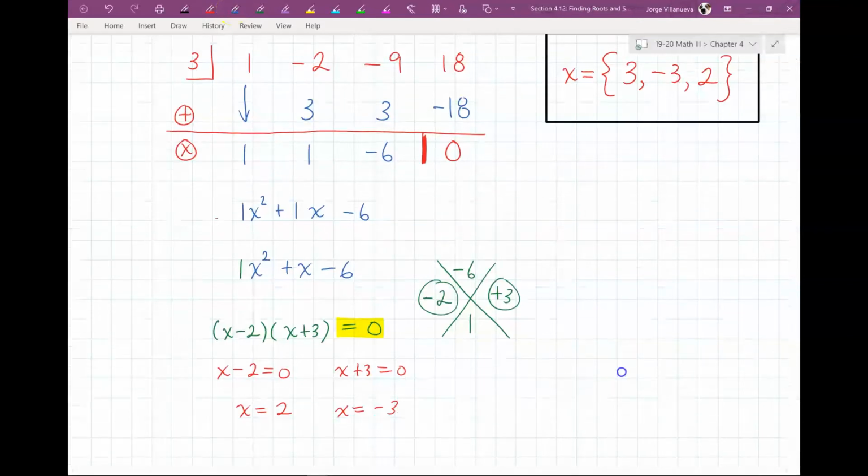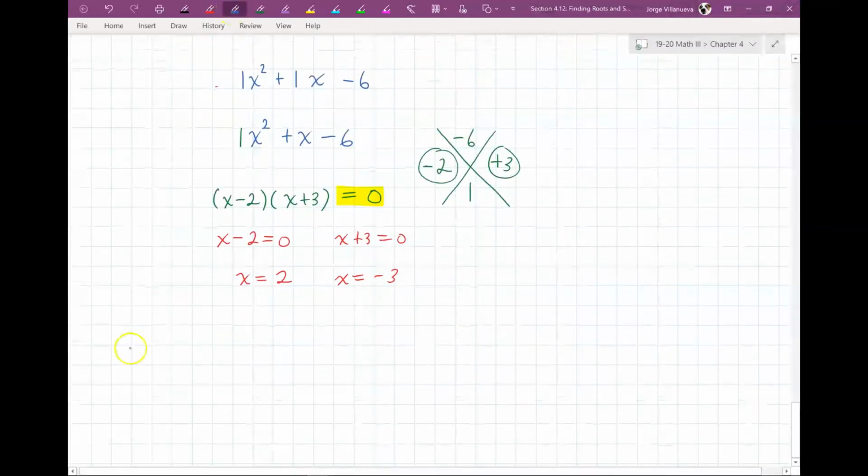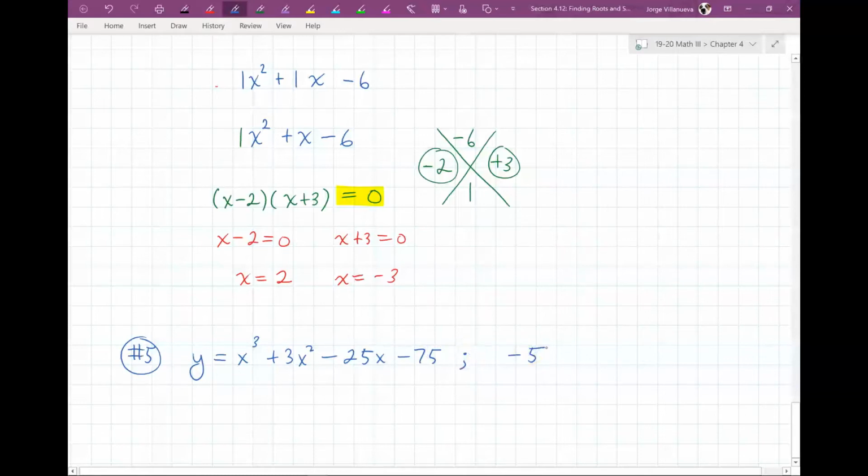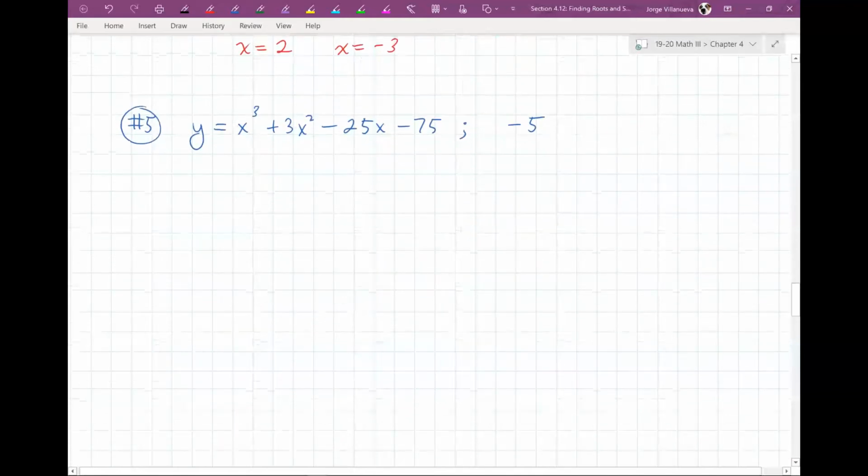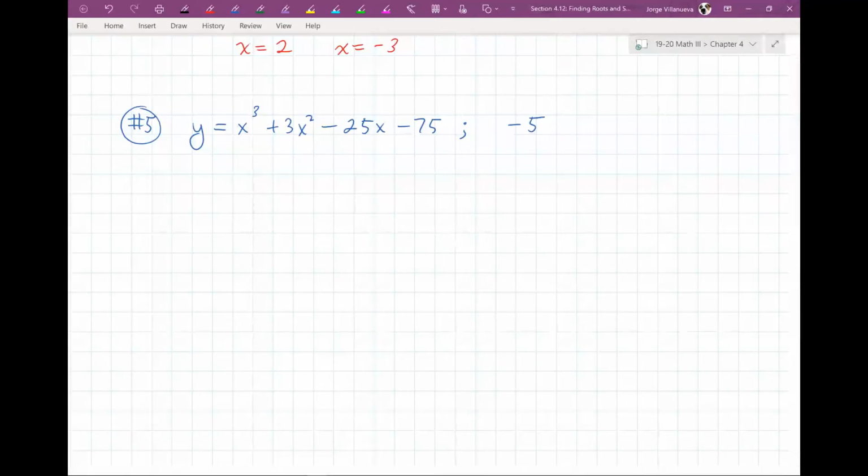Yeah. So number 5, let me write this out. Y equals x cubed plus 3x squared minus 25x minus 75. And they say the solution is a negative 5. So they say negative 5 works. If you were to plug in negative 5 into that equation, you get 0. That's what they're telling us. Okay? So I'm going to get that negative 5.